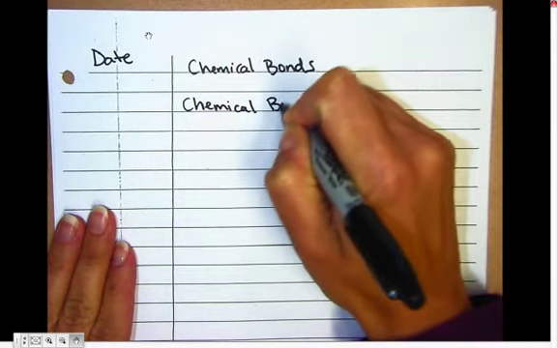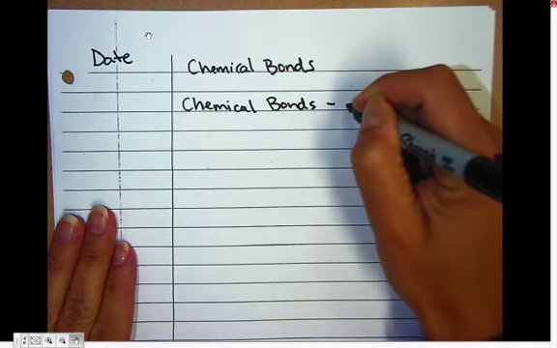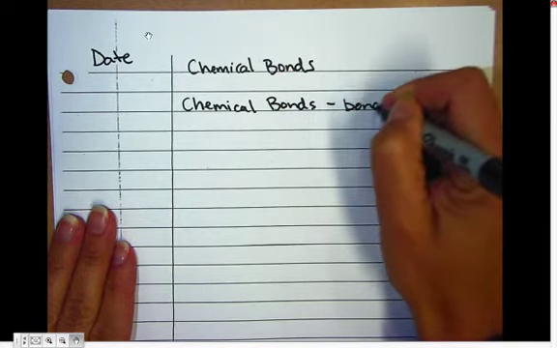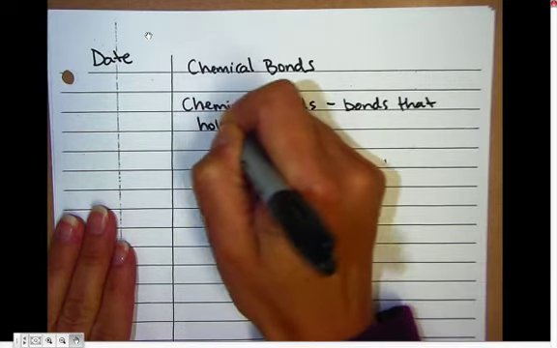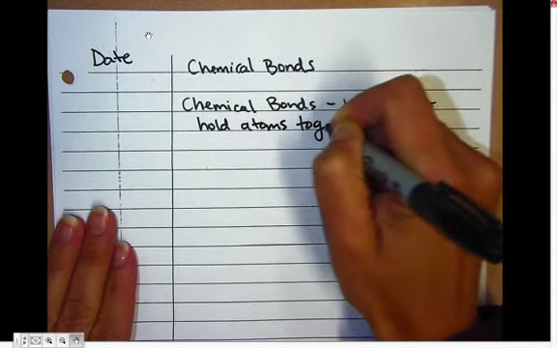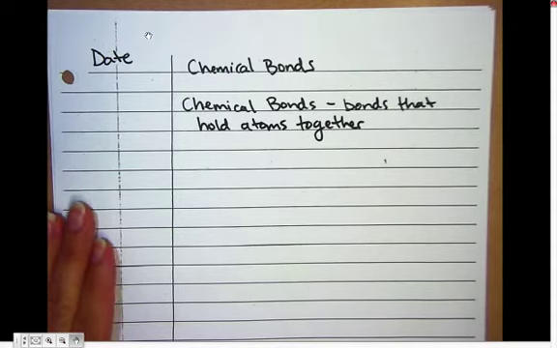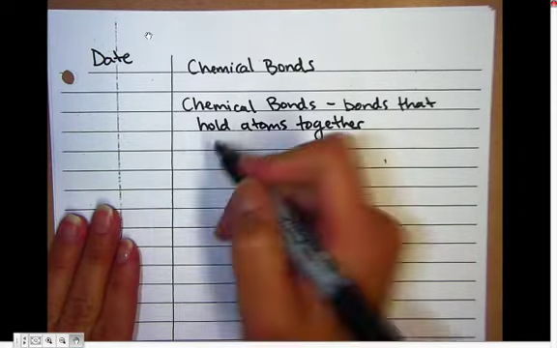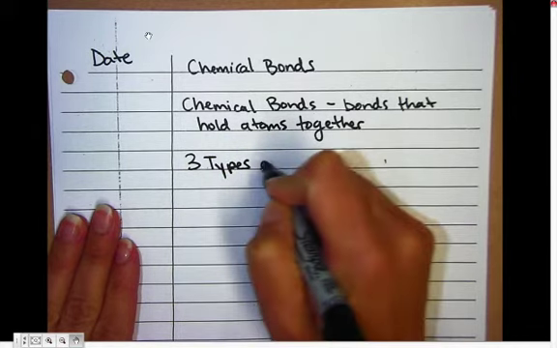So chemical bonds are bonds that hold atoms together. And we have different kinds of chemical bonds. There are 3 types of chemical bonds.